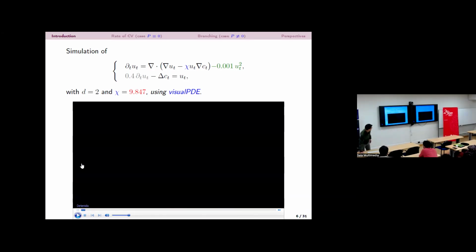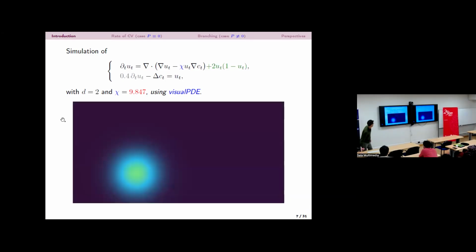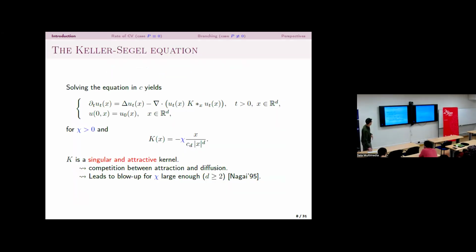I will give you a more precise result about this later. You can do a lot of simulations like this, and change the term a little bit. The point is that if you have minus something times u squared, you get rid of the blow-up, at least in dimension 2. Again, I will show you a proper result, but you can take any value of chi here, it doesn't matter. There's something strong going on here.